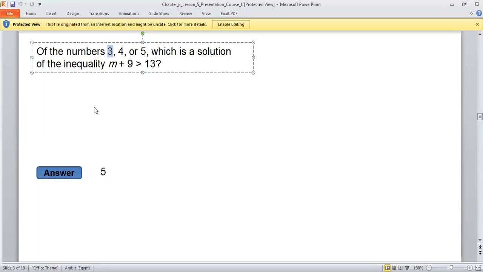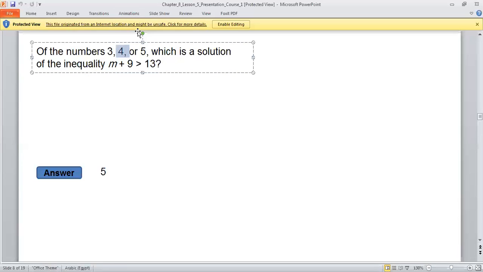We will do the next number now because the first one is wrong. I will use 4, right, Khalid? So we will remove this M and put 4. 4 plus 9 equals 13. Is 13 greater than 13? No. So this statement is wrong. 13 is not greater than 13 because they are equal.